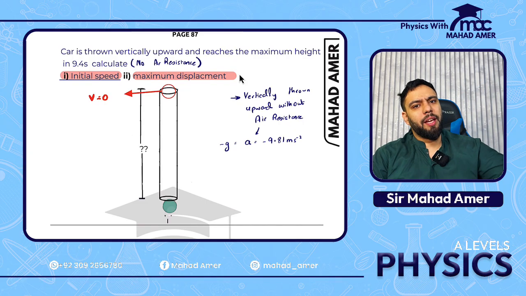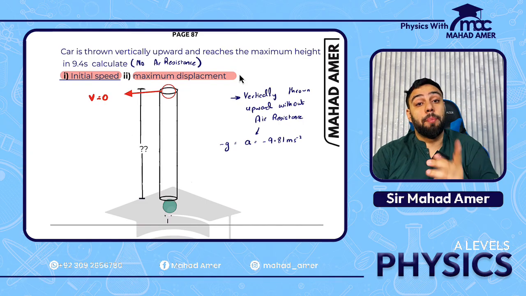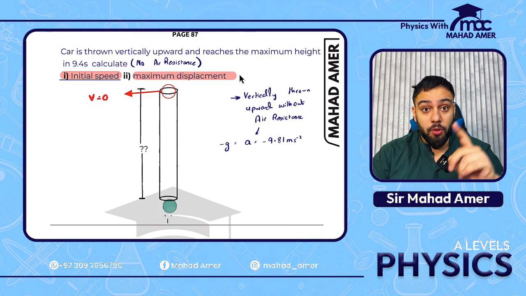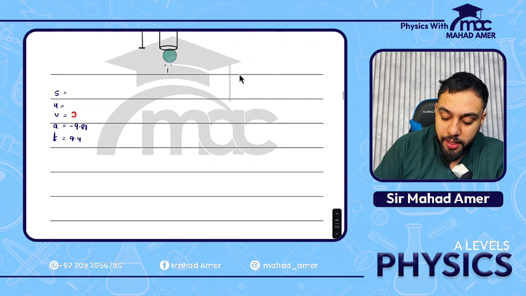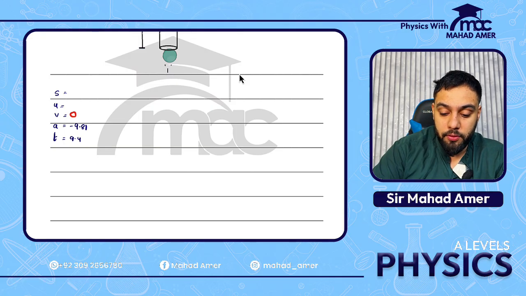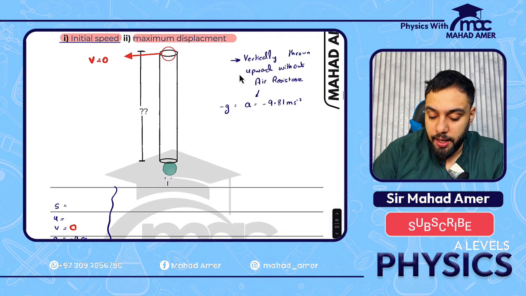If something was dropping, initial velocity was 0. But if something is thrown up, don't confuse it. Just remember the concept: if something is thrown up, once it reaches its maximum height, the final velocity always becomes 0.